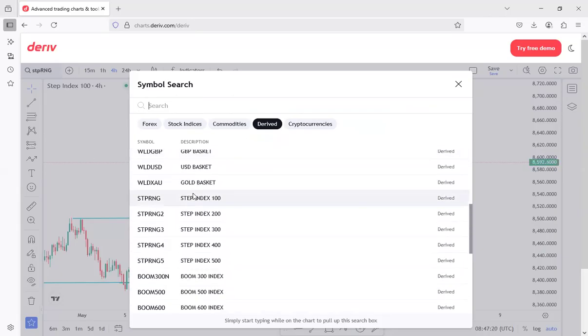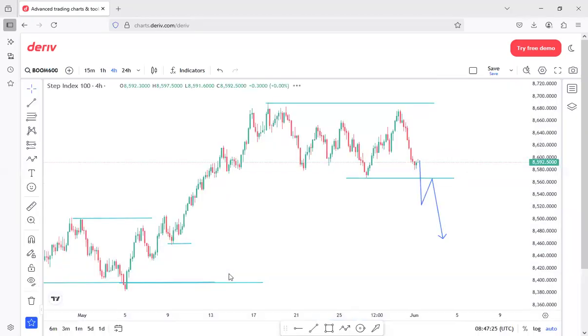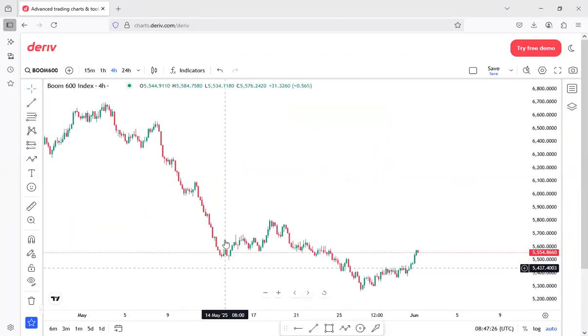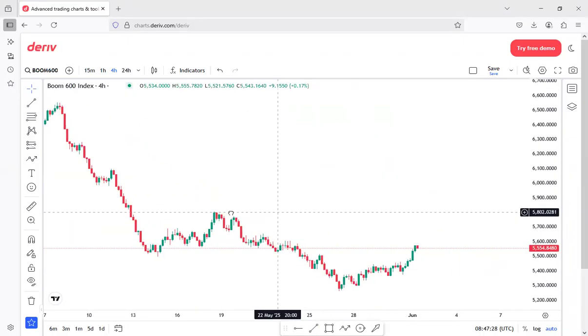At least know why you're buying, know why you're selling. Don't just buy, don't just sell. All right, so we're heading back to Boom 600 Index to see what the price is actually doing here.